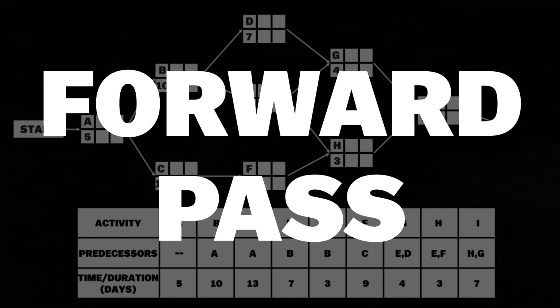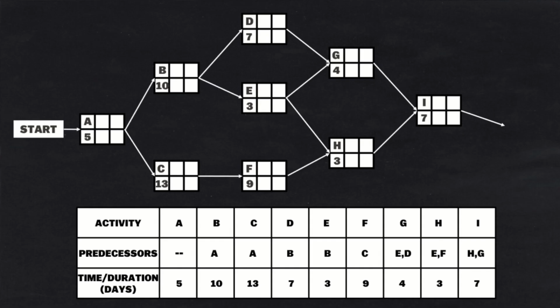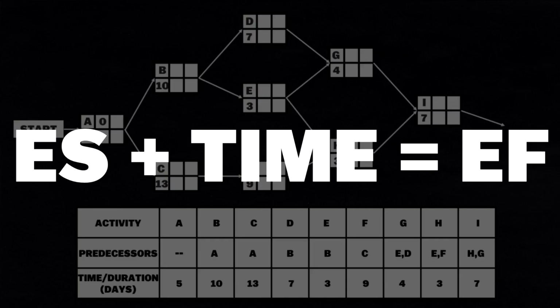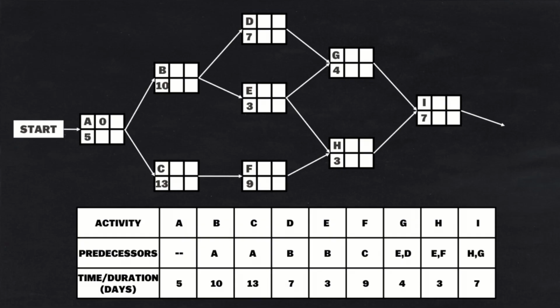Moving on to the network, during this step, we'll calculate the earliest start and finish times for each activity, ultimately determining the earliest possible project completion. The first thing we need to get is the earliest finish. To get the earliest finish, we need to add the earliest start and time. We will begin by setting the earliest start time for activity A as 0 because it has no predecessors. For each subsequent activity, we'll calculate the earliest start time by considering the earliest finish time of each predecessor. Since A has an earliest finish time of 5, B will have an earliest start time of 5 and get an earliest finish time of 15. Also, C will have an earliest start time of 5 since A has an earliest finish time of 5, and C will get an earliest finish time of 18. We'll continue this process for all activities, ensuring we accurately determine the earliest start and finish times.